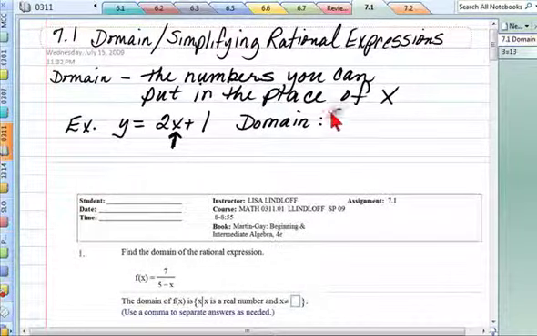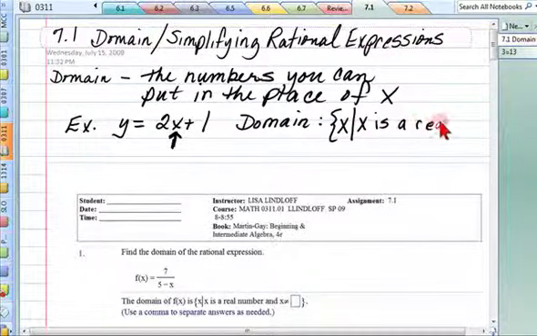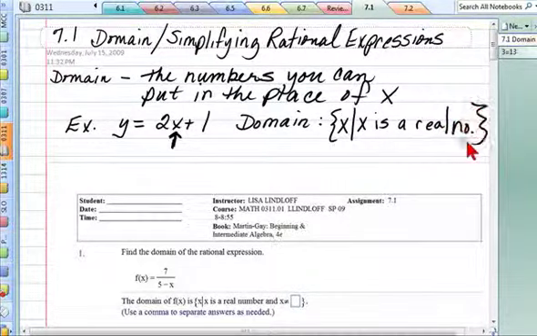So the domain is the set of, and I'm going to write some weirdo algebra notation, it's the set of all x's such that x is a real number. X is a real number. You can plug in what we said a few minutes ago, any number you please. The domain is all the real numbers.